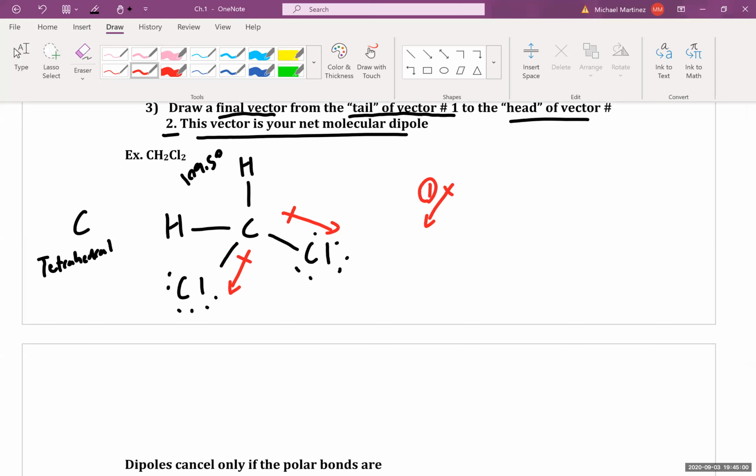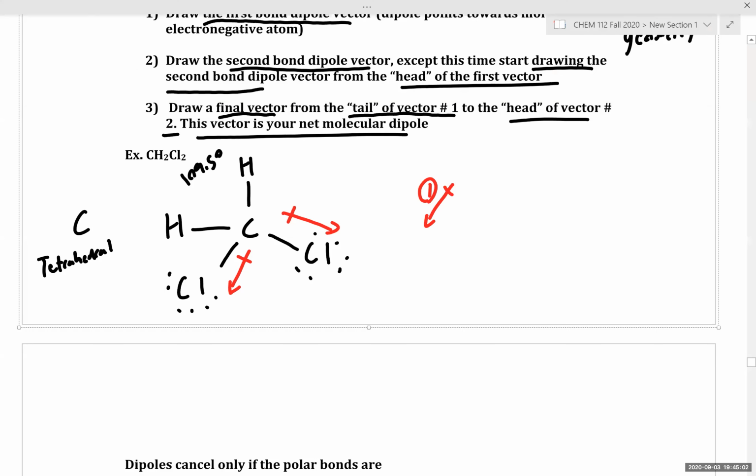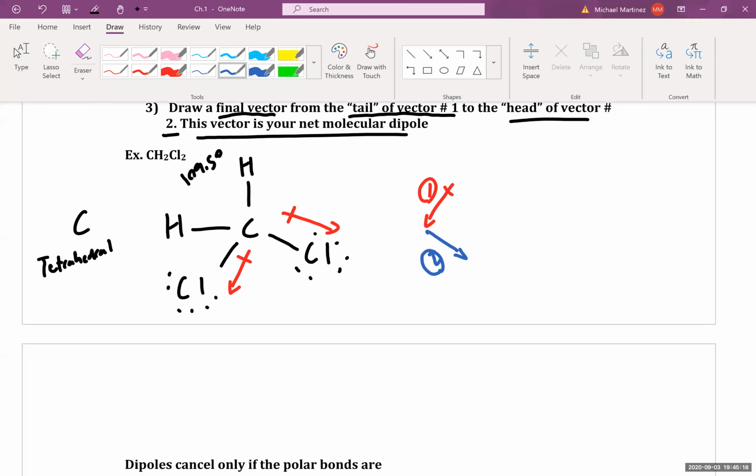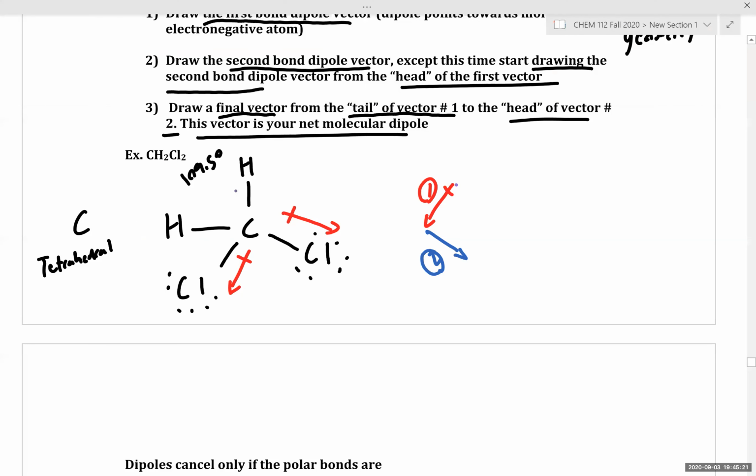I'm then going to draw dipole number 2, and it's pointing down and to the right. And I draw dipole number 2 starting from the head of dipole 1. Now, the way I draw my net dipole is I start my arrow from the tail of vector 1 to the head of vector 2. So this is our net dipole. So our net dipole is pointing somewhere like this.